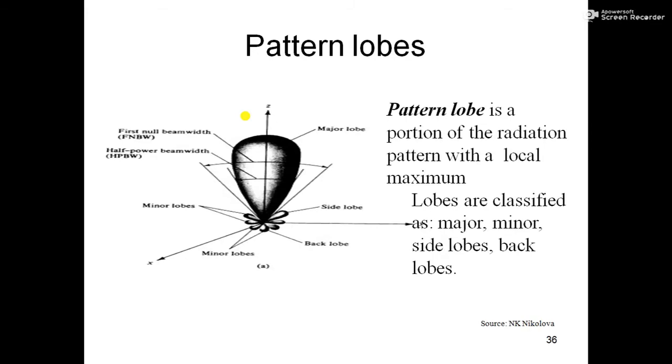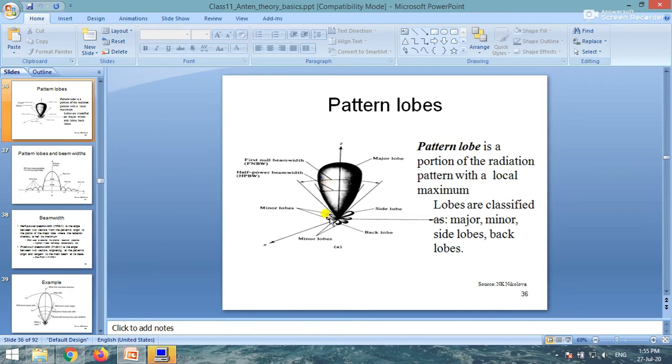Then there are pattern lobes. This is called the lobes of the radiation pattern. You can see here, this is a common way of showing the radiation pattern. You can see this is the pattern.